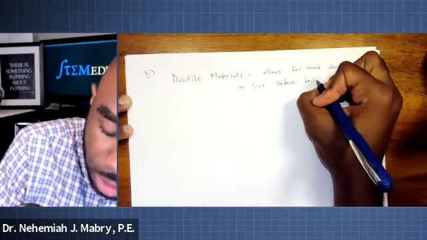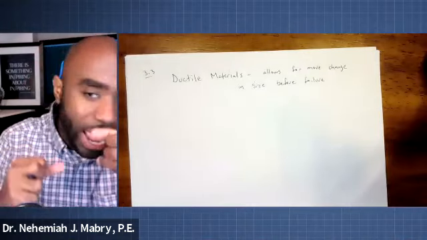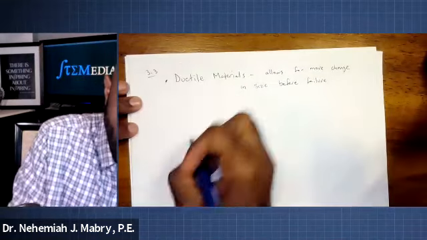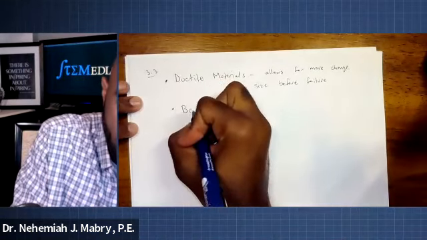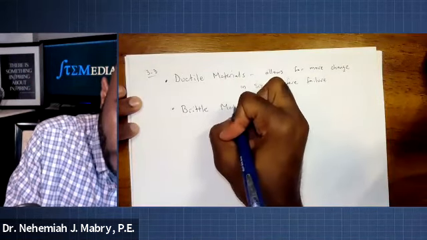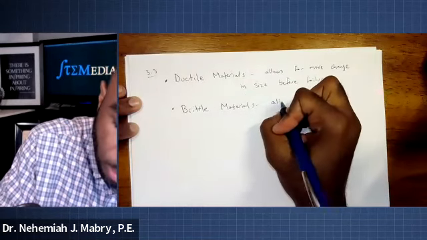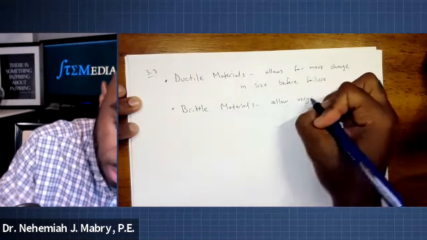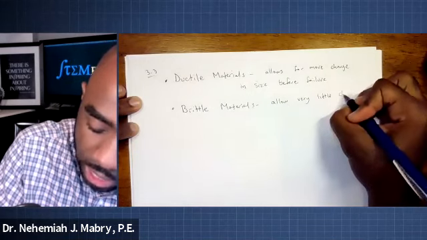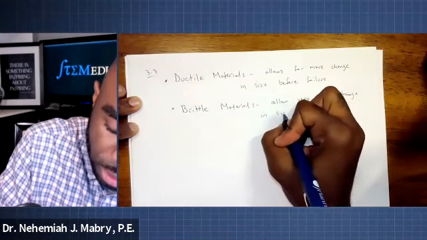Think of ductile materials as a material that's able to change quite a bit and yield and neck and change this cross-sectional area a little bit more before it fails. And that is the opposite of what we consider brittle materials. Brittle materials, on the other hand, allow very little change in size before failure.